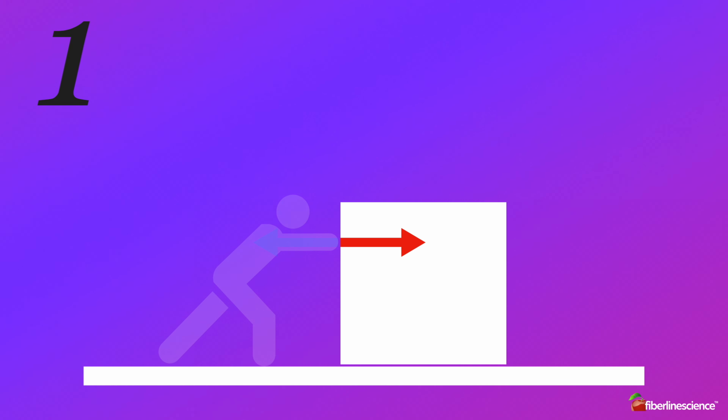There are, however, other forces that may be experienced by the object. Friction is one of these forces that is exerted by the ground on the object.